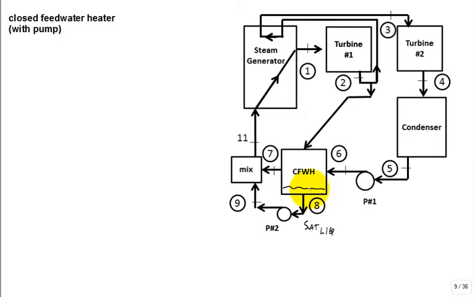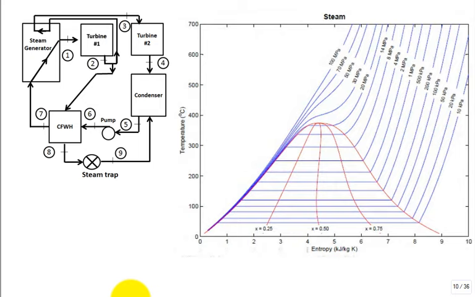Okay. This is another alternative. You could have a closed feed water heater with a pump. Mix, isn't that just an open feed water heater? That's an open one. It has to be the same pressure. Yeah, and what happens is these temperatures, let's go ahead and go to a temperature. I think I have one. Yes, I do. Good. But this is with the trap.